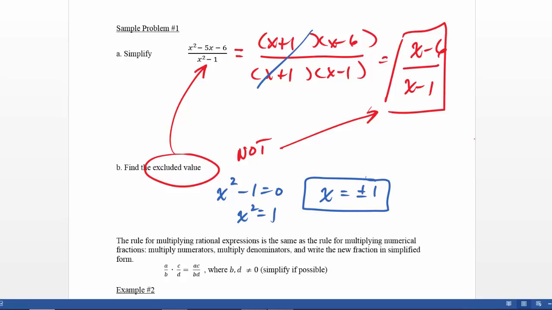Notice that if we would have only done it on the simplified version, we would have missed one of the excluded values. Alright, so that's a quick introduction to simplifying rational expressions.